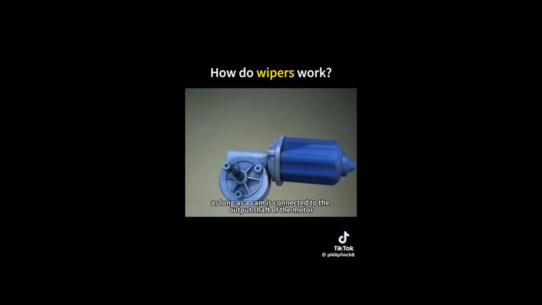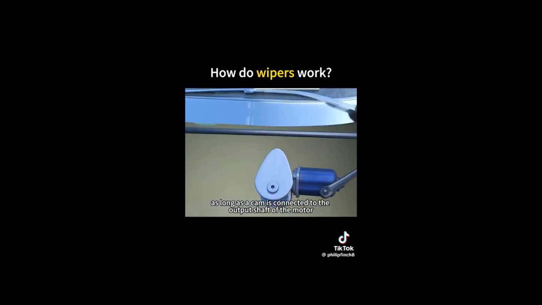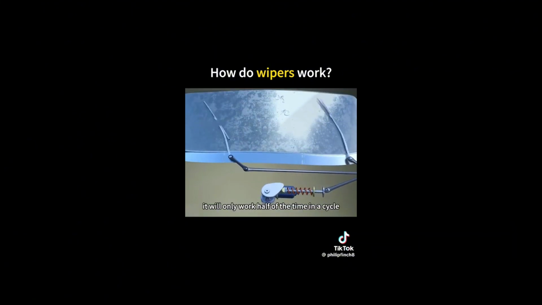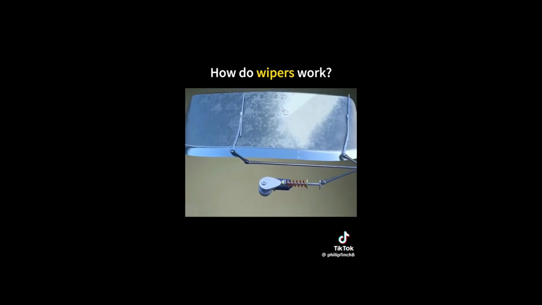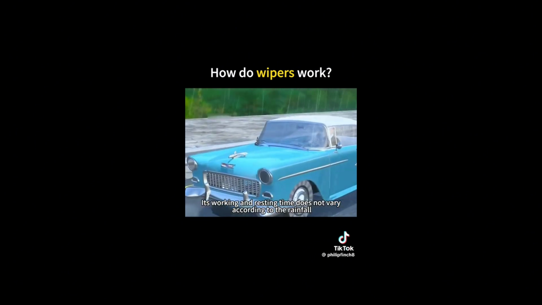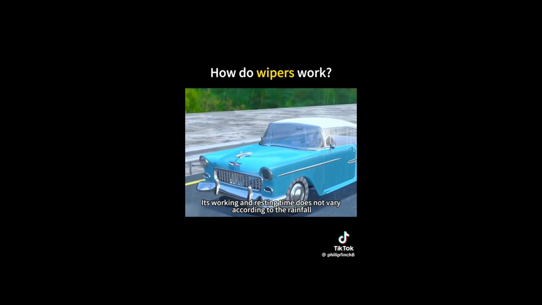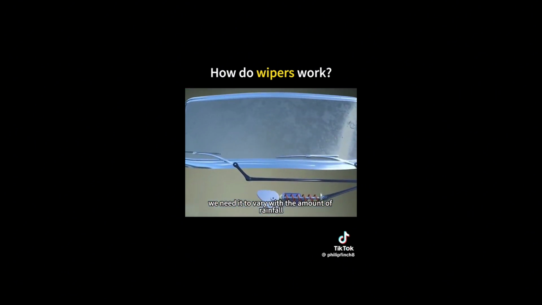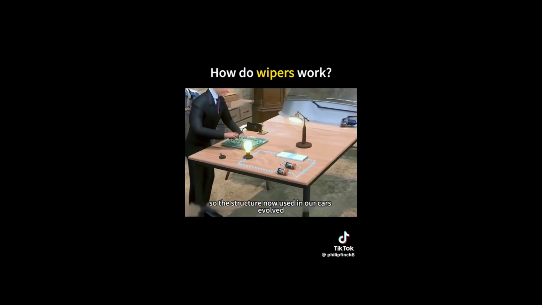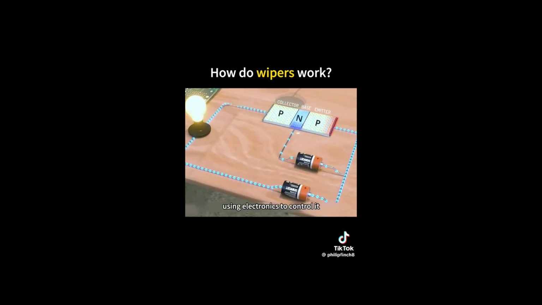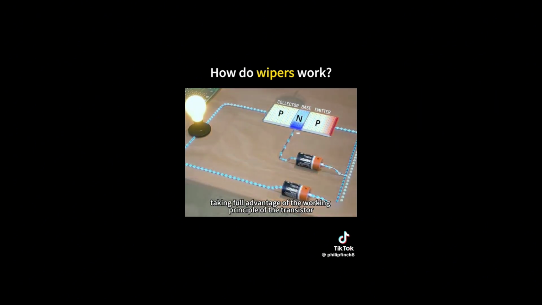At this point, as long as a cam is connected to the output shaft of the motor, it will only work half of the time in a cycle, and this is when the intermittent wiping function is realized. But a new problem was encountered. Its working and resting time does not vary according to the rainfall, we need it to vary with the amount of rainfall. The dwell time of this purely mechanical mechanism was not controllable, so the structure now used in our cars evolved, using electronics to control it, taking full advantage of the working principle of the transistor.